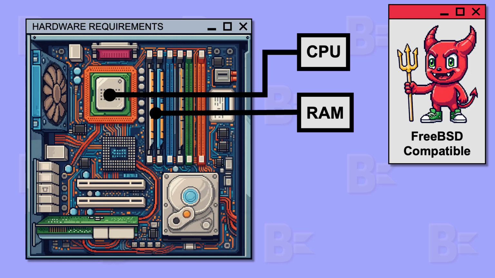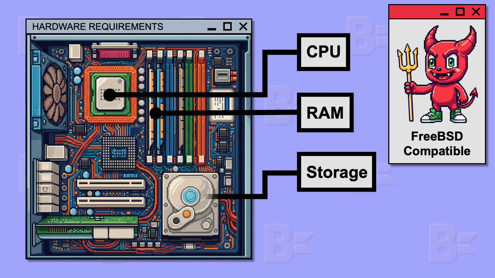RAM. A minimum of 2 GB is required, but more is highly recommended. I'd suggest at least 4 for basic setups, and 8 or more if you plan on using some of the more advanced features. Storage. You'll need at least 8 GB for a full installation. Keep in mind that logging, enabling certain features, and downloading plugins will require more.